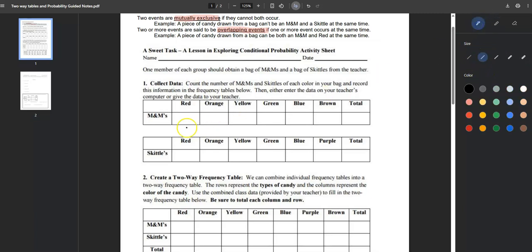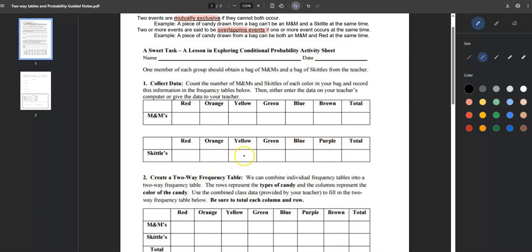So when we go to create our tables, really all we're going to do is create these columns and these rows, and we're going to count up however many we have here. So for example, I'd have my M&Ms, and I'd open my package of M&Ms and count how many reds, yellows, oranges, greens, blues, and browns. Those are the 6 colors. And then I'd open up my package of Skittles, and I would count however many reds, oranges, yellows, greens, blues, and purples there are.